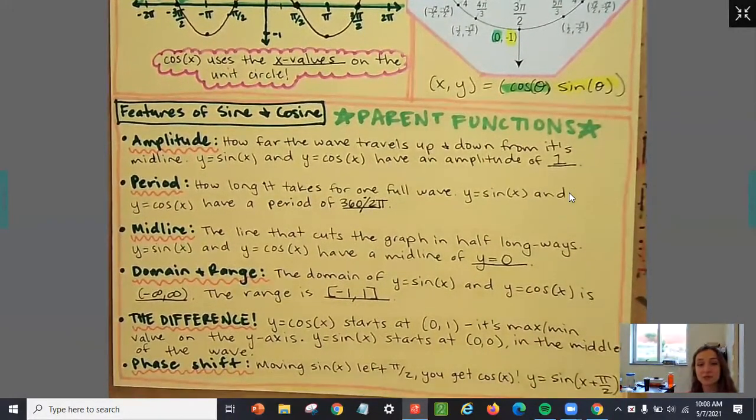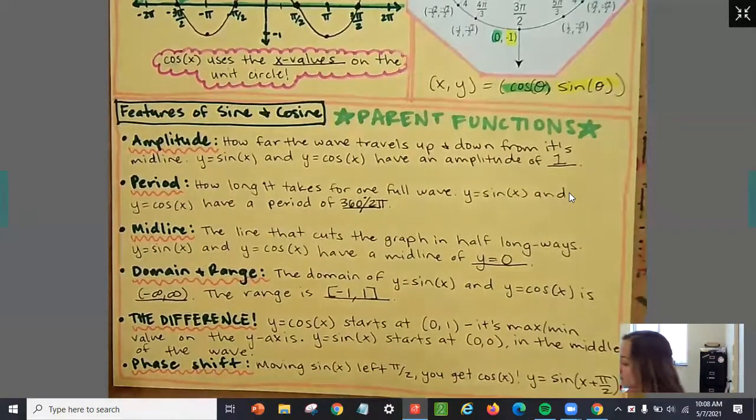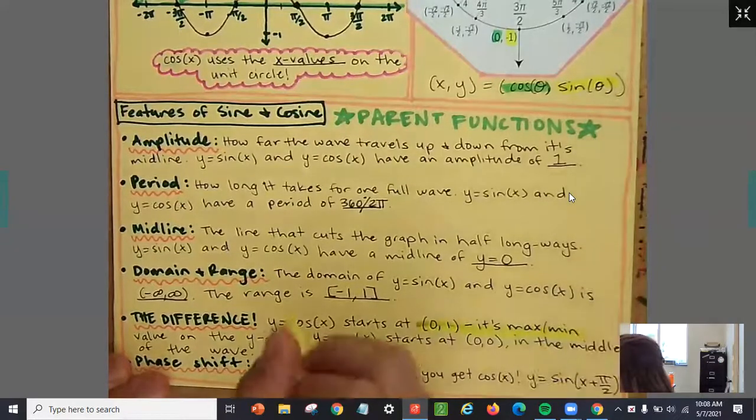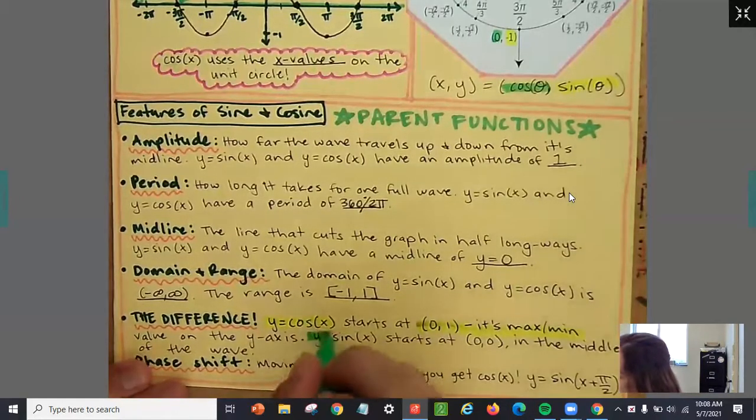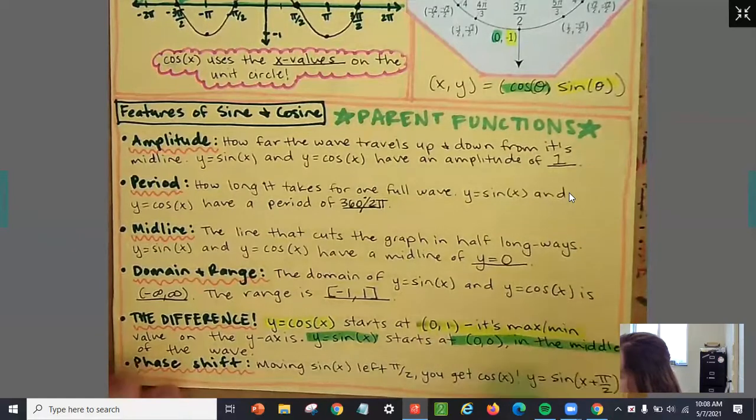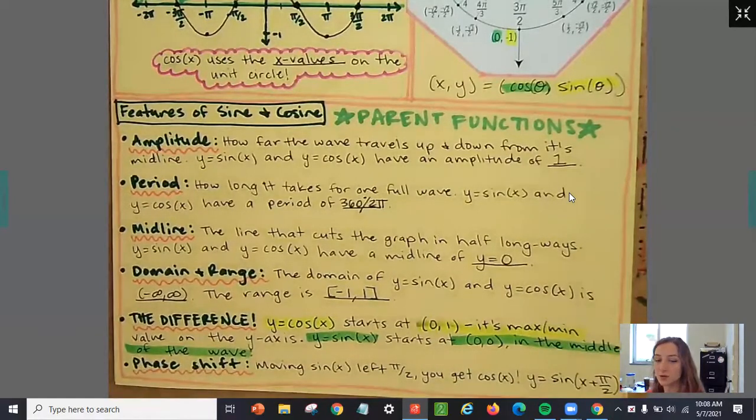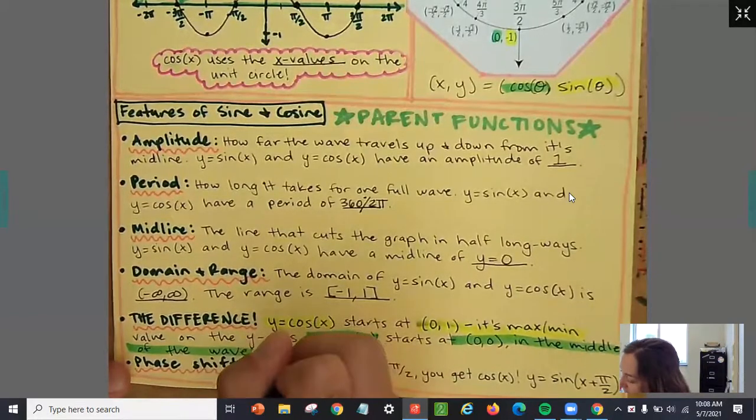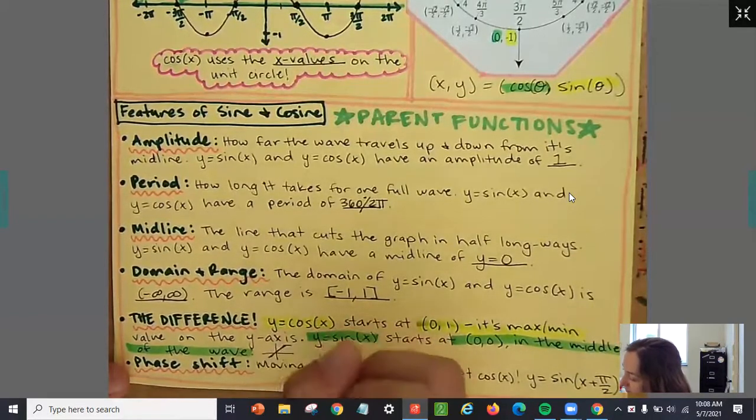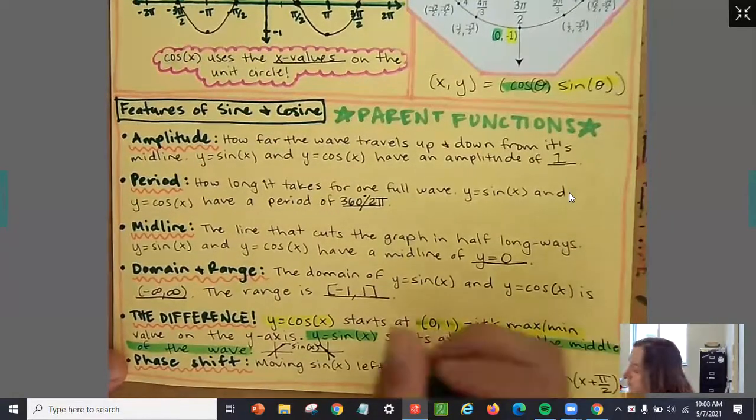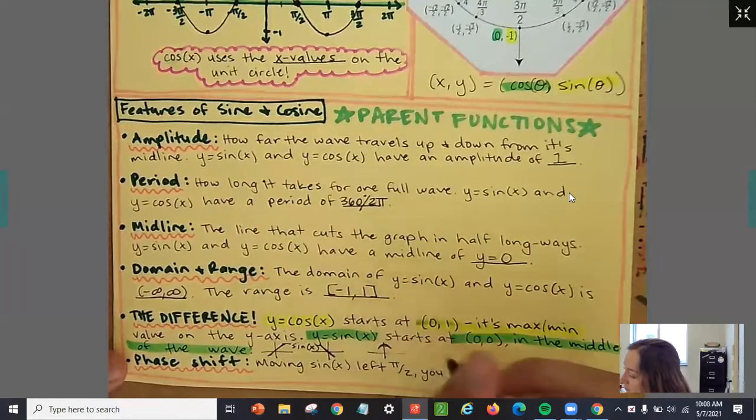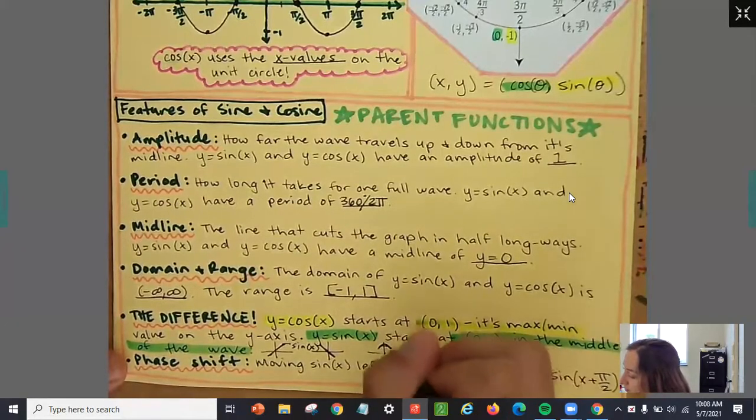All right, so what is the difference between sine and cosine? Cosine starts at 0, 1 at its maximum or minimum value. Okay, and sine is going to start at 0, 0, at the origin. Okay, it starts at the origin, and it's also starting in the middle of the wave. So sine is going to look like this on the x-axis. It's going to be a slant like that, or it's going to be a slant like this. Okay, that's sine. Okay, and then for cosine, it's either going to be at its maximum point or its minimum point. This is cosine.